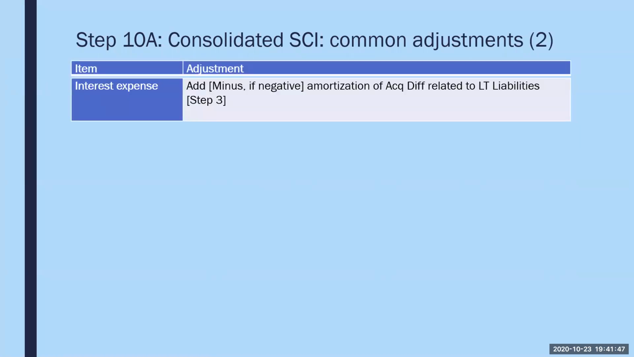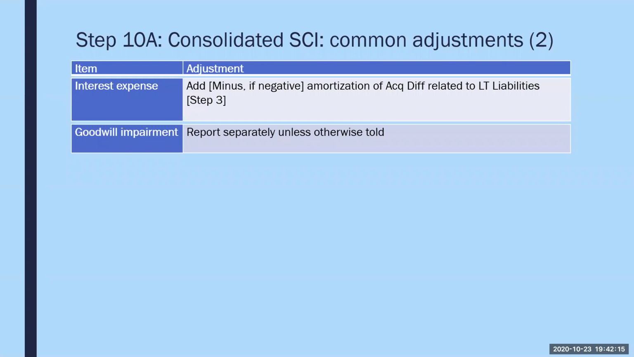Next, from interest expense. Okay, so interest expense, we will make an adjustment. From step 3, the amortization of fair value difference related to long-term liabilities, you have to make an adjustment there. So if you have a debit adjustment, you will add to interest expense. Credit adjustment, you will subtract from interest expense.